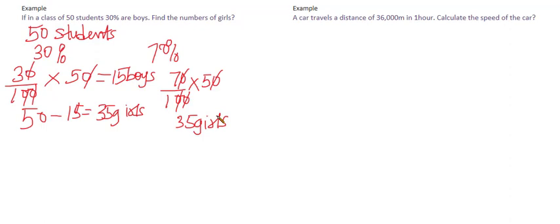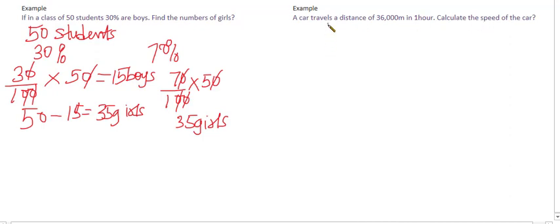So in some cases it might be that you have to solve for a series of answers before you can actually get the final answer that you are told to solve for in the question. So let me now take a more direct question whereby we just use the values given to solve for our final answer. A car travels a distance of 36,000 meters in 1 hour. Calculate the speed of the car.